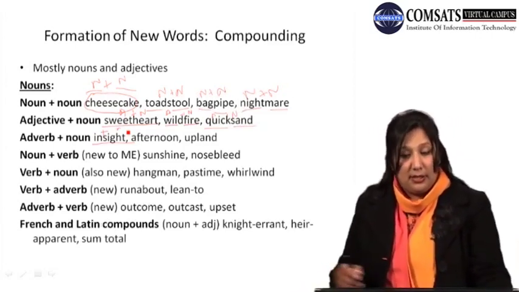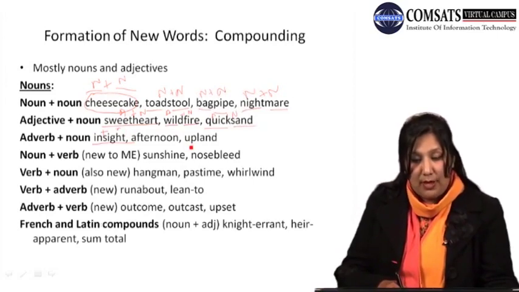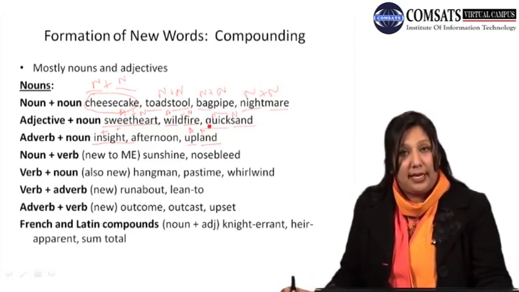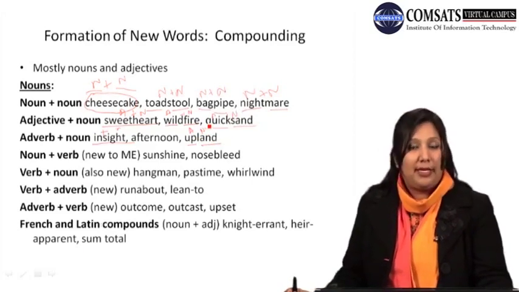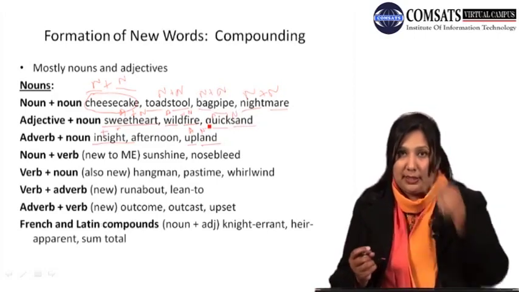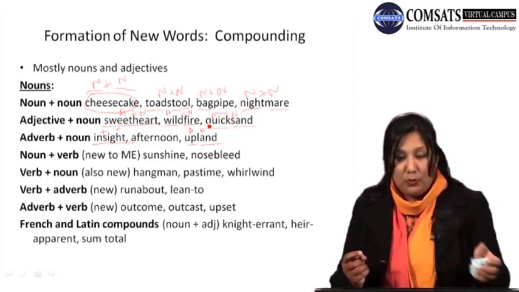Another example that we found is upland. Up is the adverb and land is a noun. So it is again adverb plus noun, and it makes a compound. We see how different things have combined with each other to make compound words.